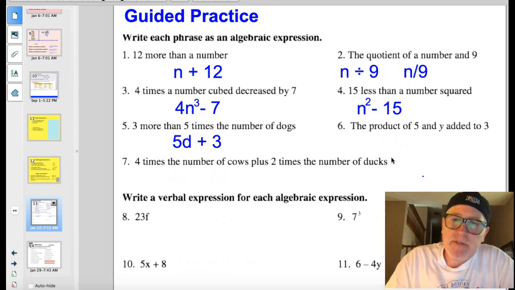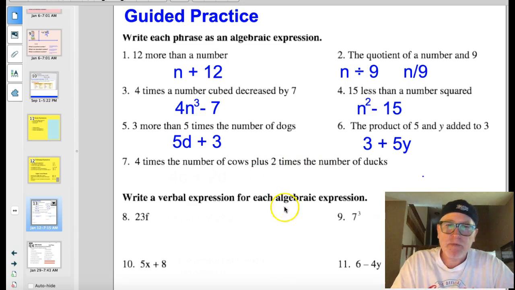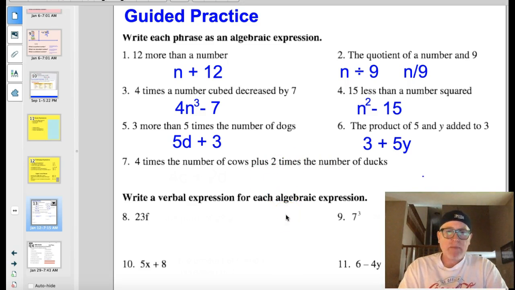The product of 5 and y added to 3. Backwards. Here's 5 and y, but it's added to 3, so the 3 is first in this situation. This is kind of a fun one. 4 times the number of cows plus 2 times the number of ducks.